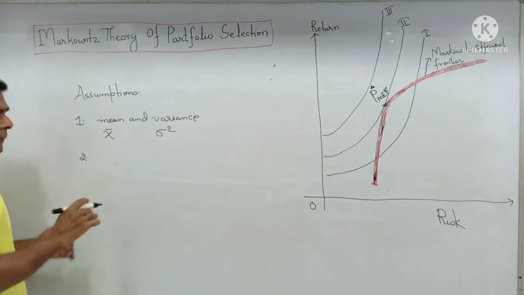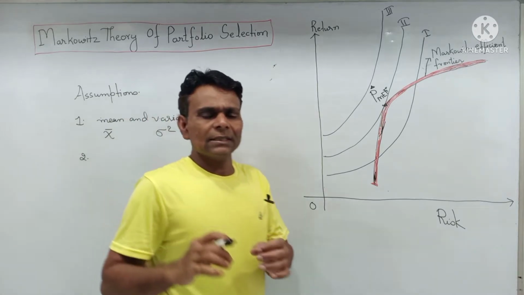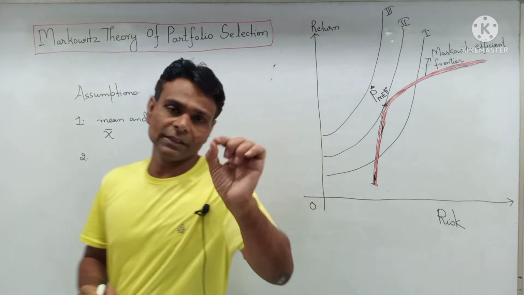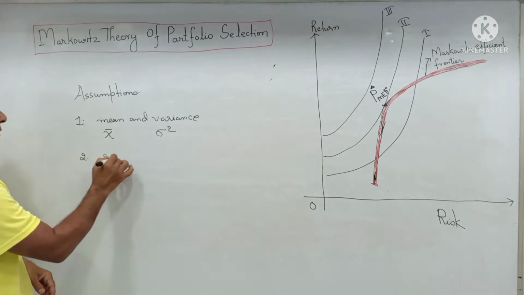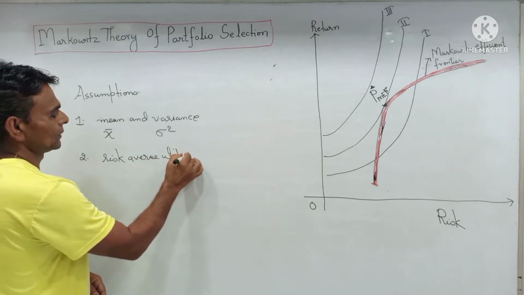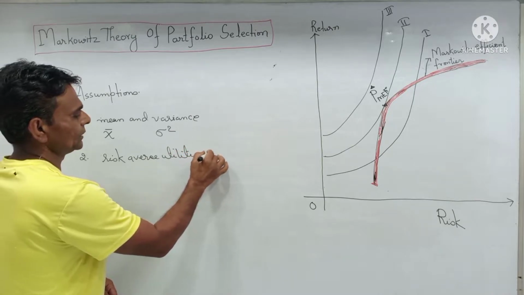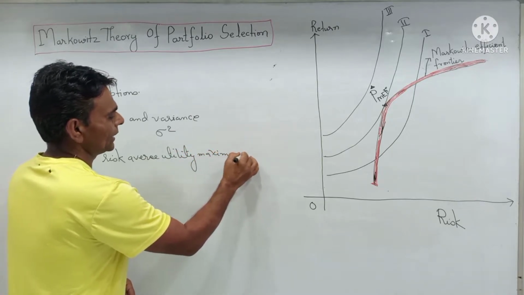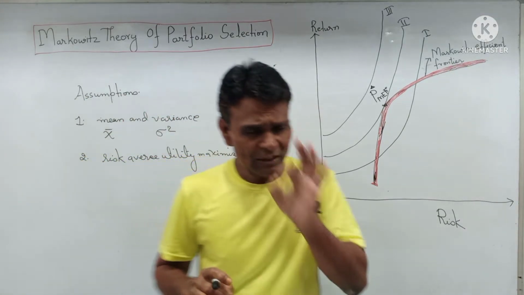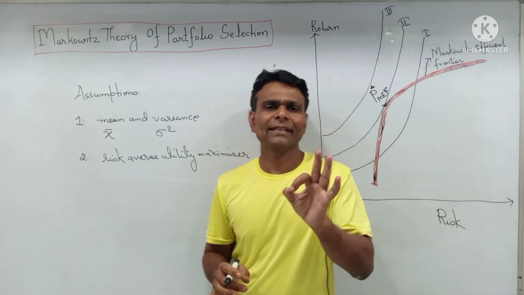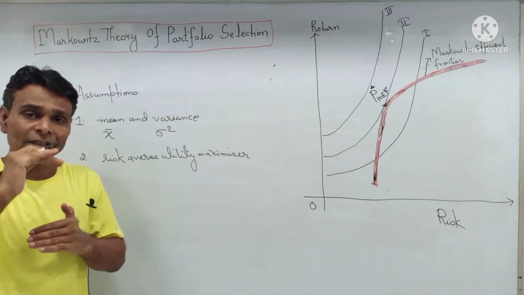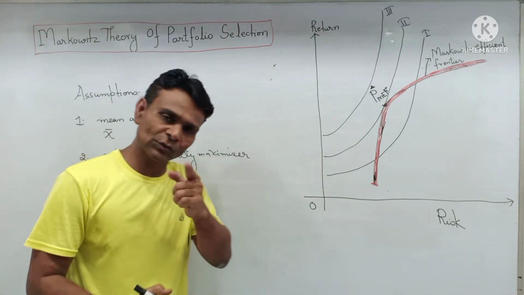Number two, the investor is a risk averse utility maximizer. Risk averse means he does not like to take risks. Avoidance of risk is called risk averse. At the same time, he wants to maximize utility.